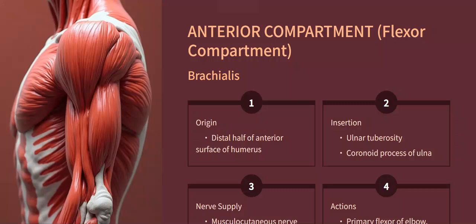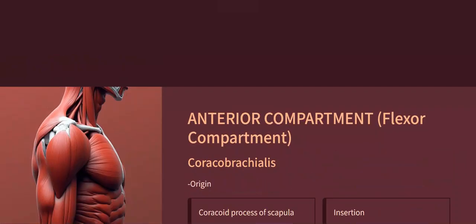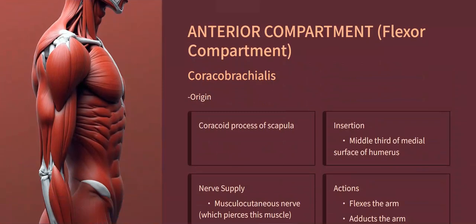Nerve supply: musculocutaneous nerve, main; radial nerve, lateral part. Action: flexion of elbow regardless of forearm position. Important: it works in all positions, pronation or supination.